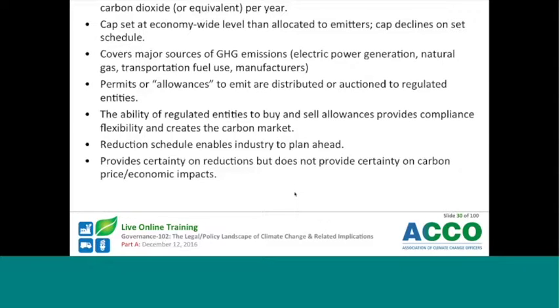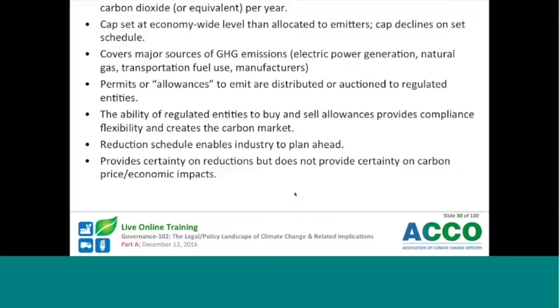And you're going to establish a permitting or allowance system to emit, and then you're going to put them into an auction or distribution environment where the market, the regulated entities, can dictate who's going to supply and who's going to demand. And you just create a rule base that monitors and administers that market. The ability of regulated entities to buy and sell the allowances provides the compliance flexibility and creates the carbon market. The reduction schedule enables entities that need a longer planning horizon to have relative certainty to be able to plan ahead.